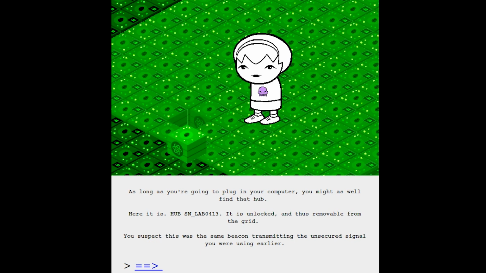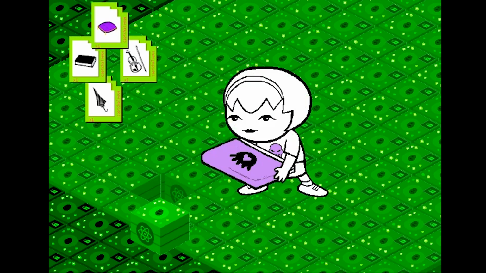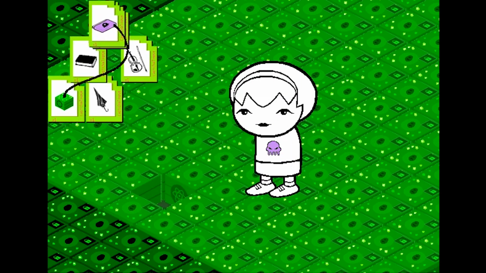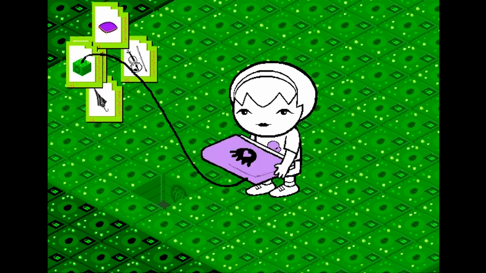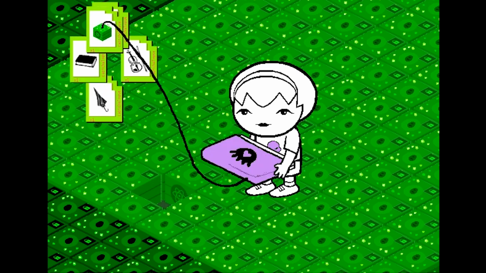Well, let's get this party started. Okay, where we last left off, we found this hub that could possibly get us an internet connection. We suspect that this was the same beacon transmitting the unsecured signal that we were using earlier. So let us continue. Okay, you pick the laptop leaf from the tree. You plug your laptop into the hub, then capture log the hub and then the laptop. There must be a better place around here to set up your computer. This huge grid of electronics is sort of uninviting.